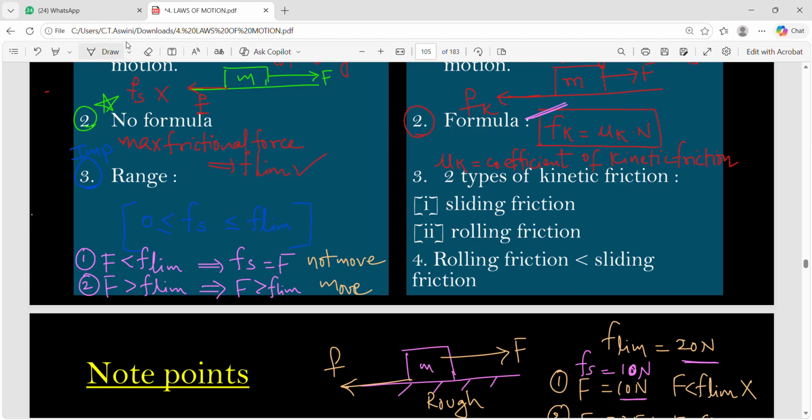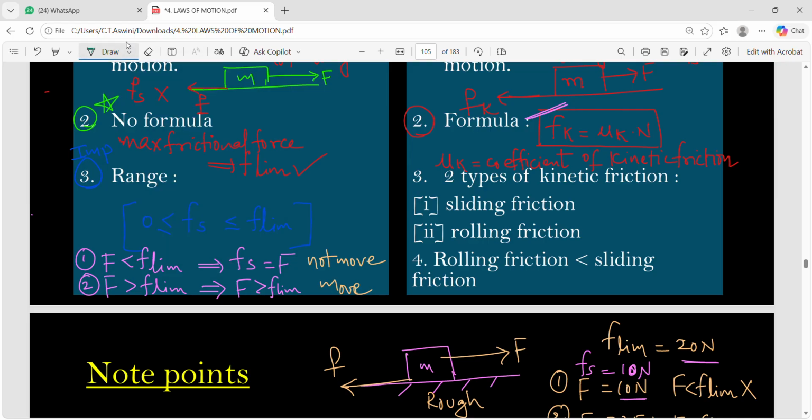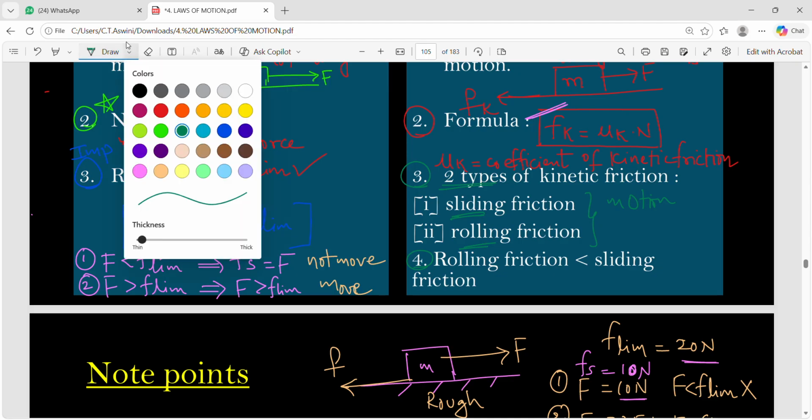Okay. Now, in kinetic friction, there are again two types: sliding friction and rolling friction. See, sliding or rolling, in both cases the body is in motion, right? That means both of them come under kinetic friction only. But why this segregation? Here the body will slide, whereas in rolling friction, the body will roll. An important point: rolling friction is less than sliding friction.